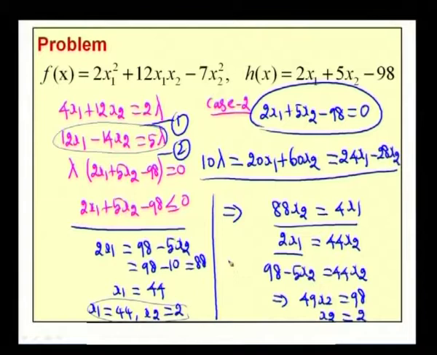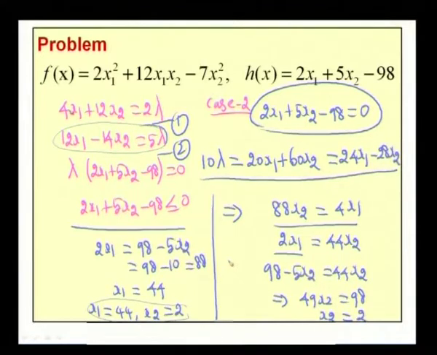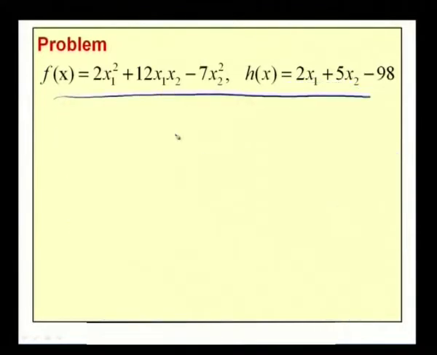Therefore, as far as this problem is concerned, we have two possible solutions. The first solution is x1 equal to 0 and x2 equal to 0, which satisfy all the conditions of the Kuhn-Tucker conditions. And the second possible solution is x1 equal to 2 and x2 equal to 44.